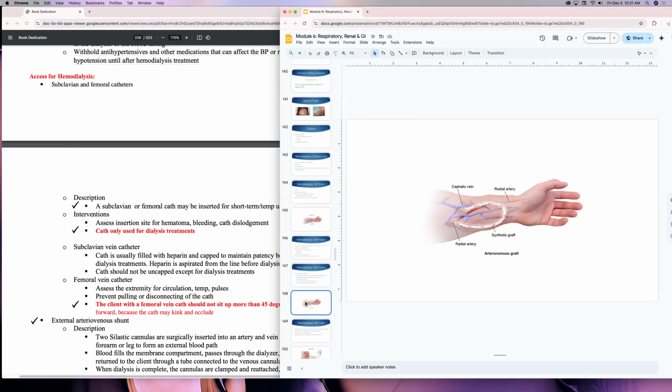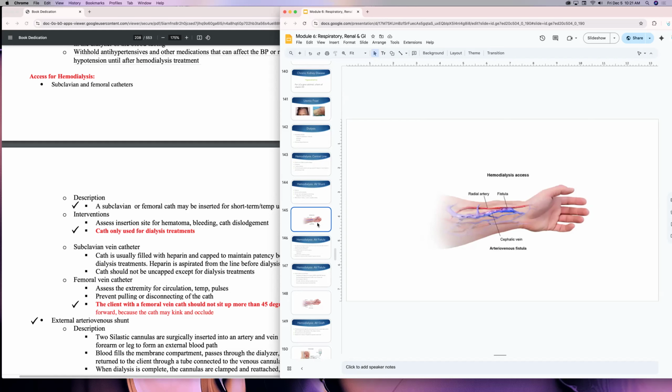Then this is an AV graft. So you see the difference? AV fistula is surgically, they sew together an artery and a vein, and the high pressures will make the vein engorge and be able to withstand the pressures of the dialysis machine.